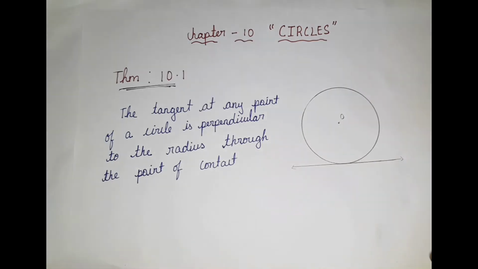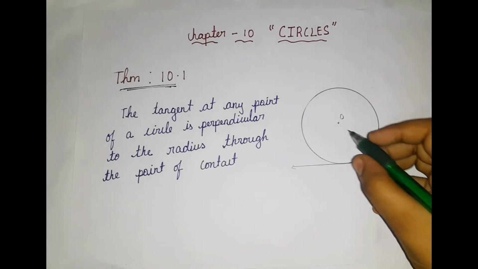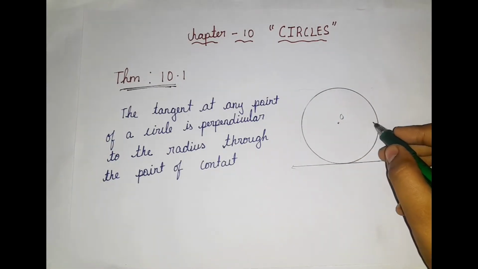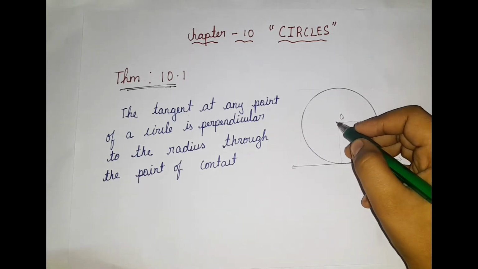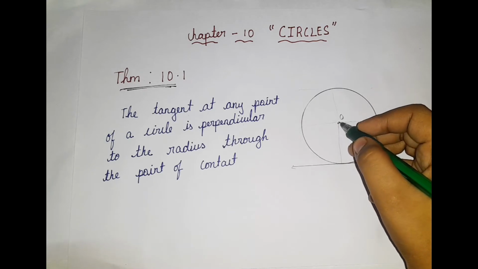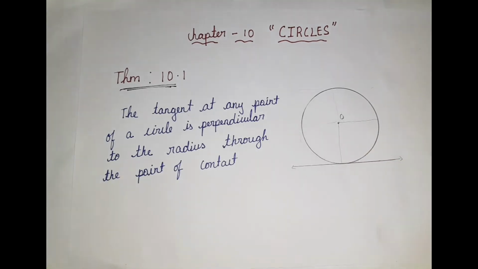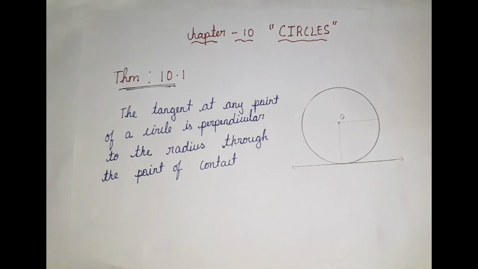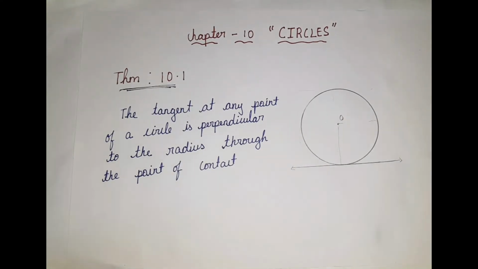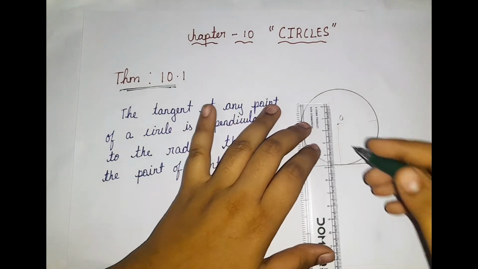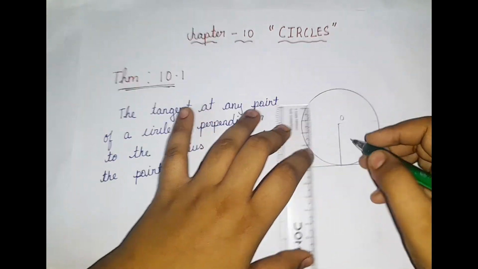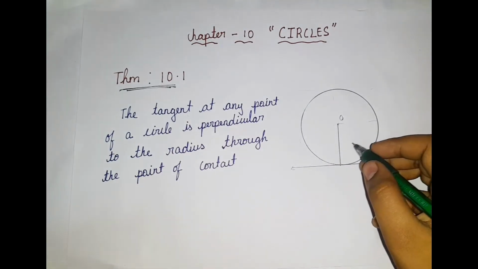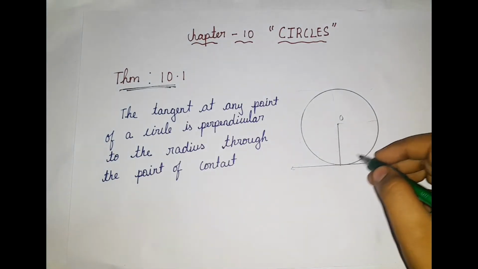According to the circle, what is the radius? This is a radius. This is also a radius. This is also a radius. Everything is a radius. So we can just take any one radius. I'm going to take this one. We can take anything, but it should be a radius. So this is a radius of this circle.